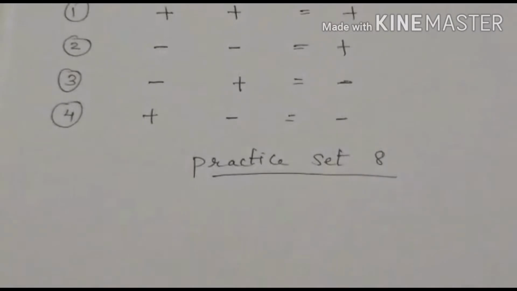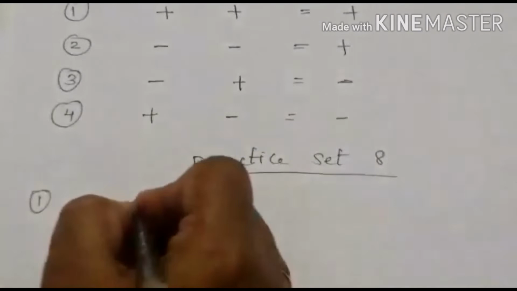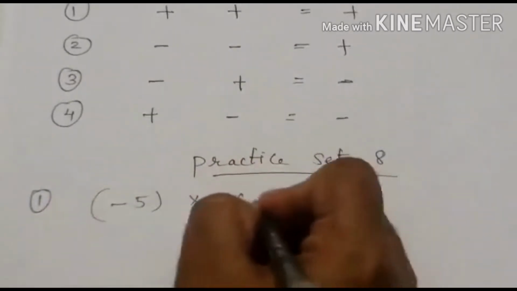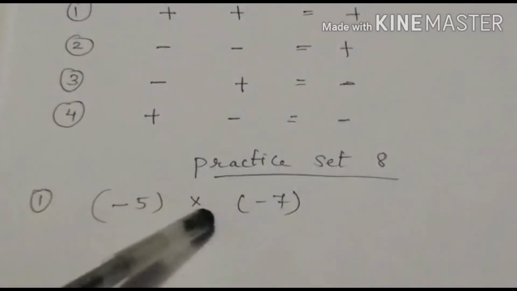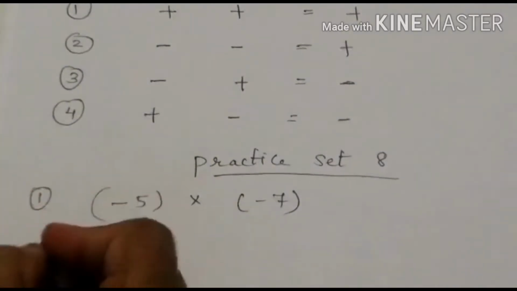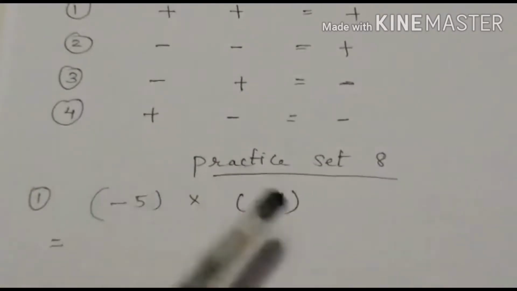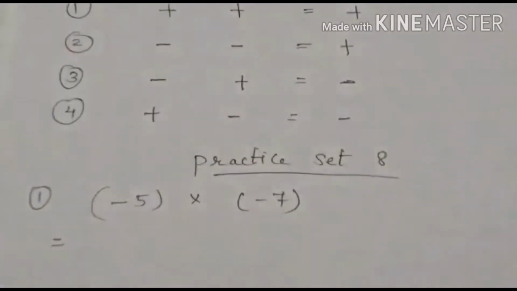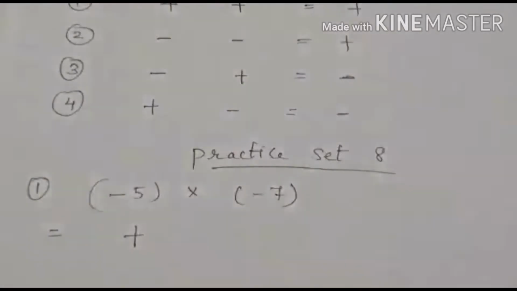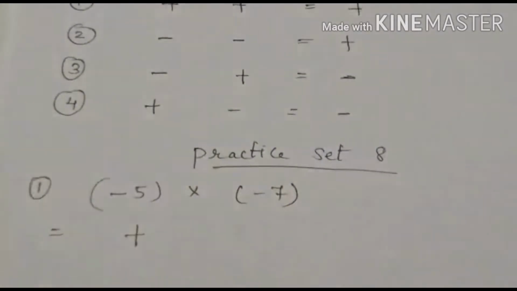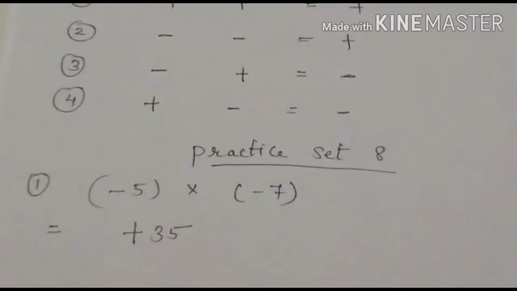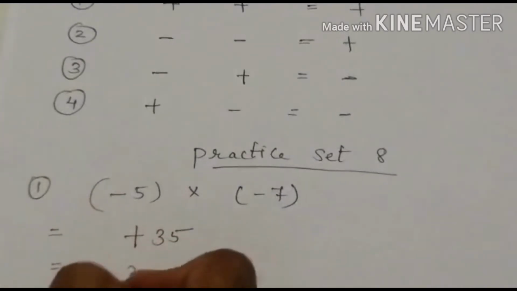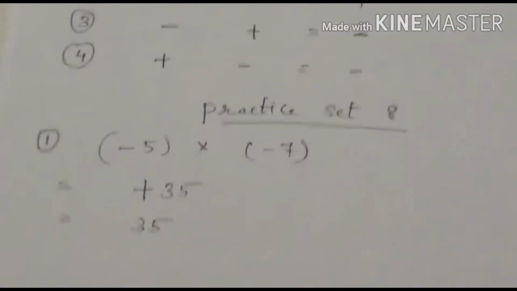We will solve the examples. First example is minus 5 multiplied by minus 7. See the signs. Minus minus is what? Minus minus is plus. So we'll put the sign plus. Then multiply the numbers. 5 sevens are 35. So the answer is plus 35. We can write this plus 35 as 35 also.